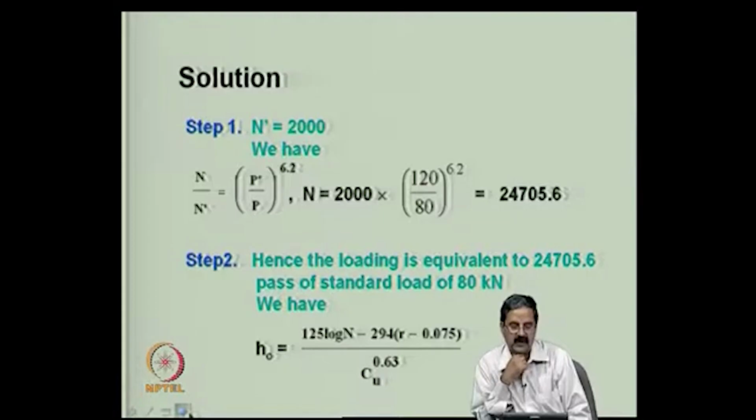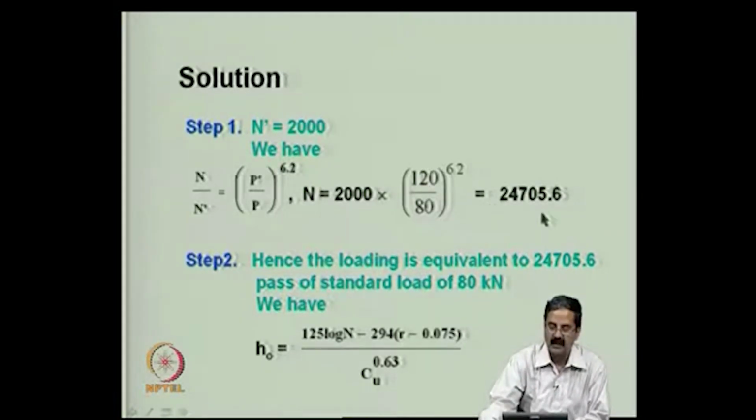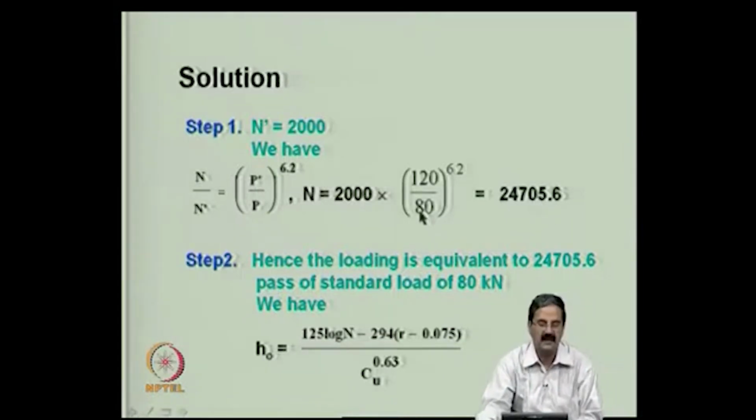So, what we are trying to do here is that N dash we know, N dash is 2000, and we know that it is 80 by 120 that you have to put. As I said, 3.93 can be used, but I am using a factor of 6.2 here to get the equivalent load repetitions. You can see that it is very significant. 2000 repetitions of 120 kilonewtons are equivalent to 24,000 or nearly 25,000 load repetitions of 80. It is very high because of this factor 6.2.